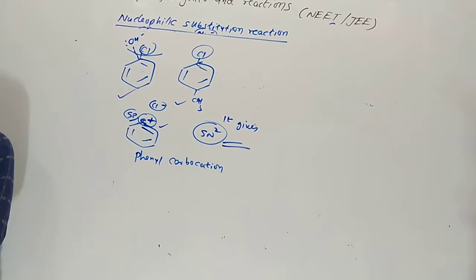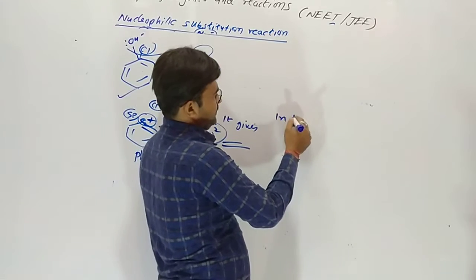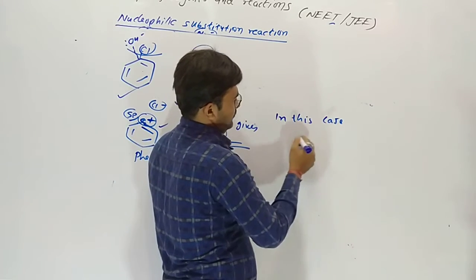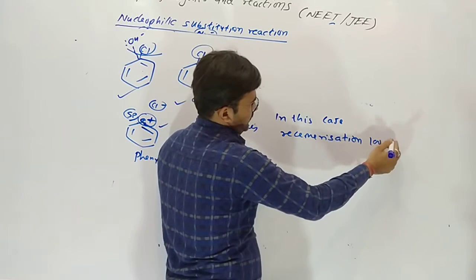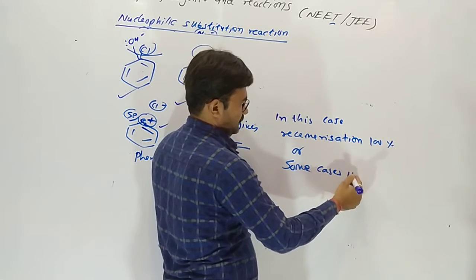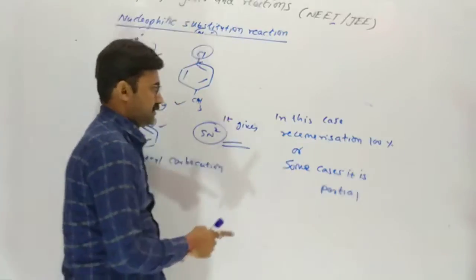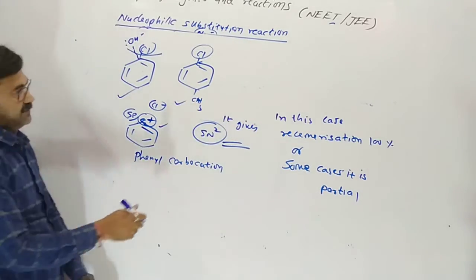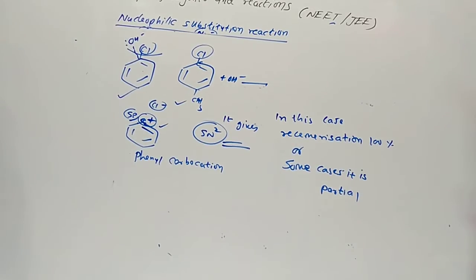In this case, racemization is 100%. In some cases it is partial. It gives product reacting with OH, 100% racemic mixture, otherwise in some cases a partial racemic mixture.